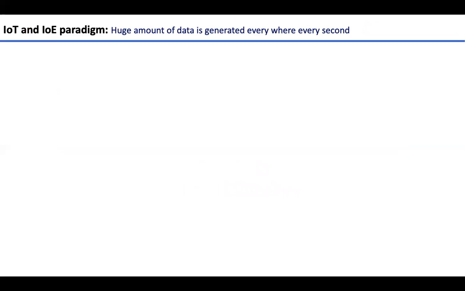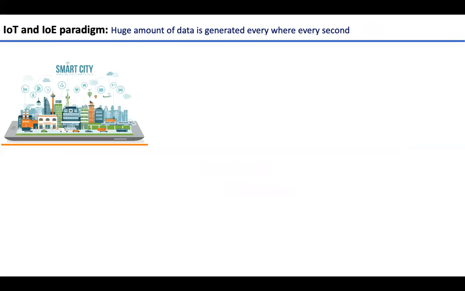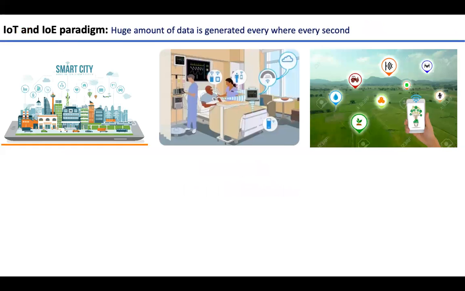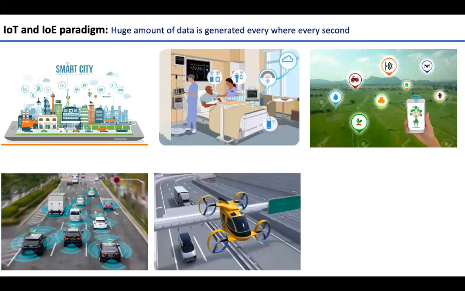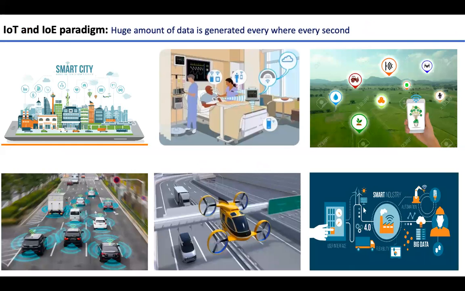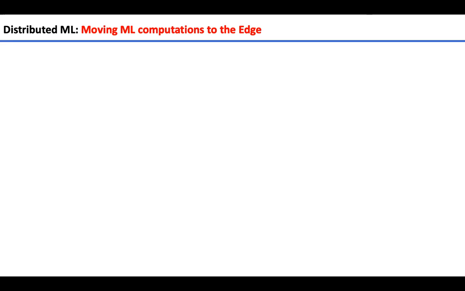I will start by motivating this part of the course. We all know that with the Internet of Things and Internet of Everything paradigm, a huge amount of data is generated everywhere and every second. Here I give a few examples. We have smart cities, smart healthcare, smart farms, connected vehicles, self-driving drones, and smart factories. So with the huge number of IoT devices and the huge amount of data they generate, we believe that machine learning computations need to move to the edge. Therefore, distributed machine learning is all about moving ML computations to the edge.